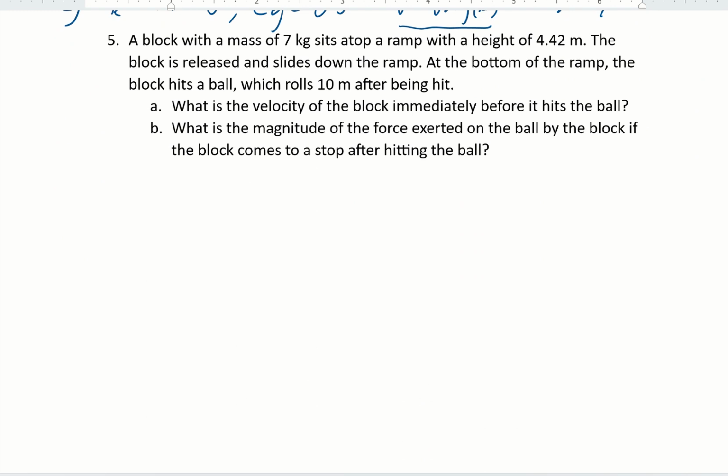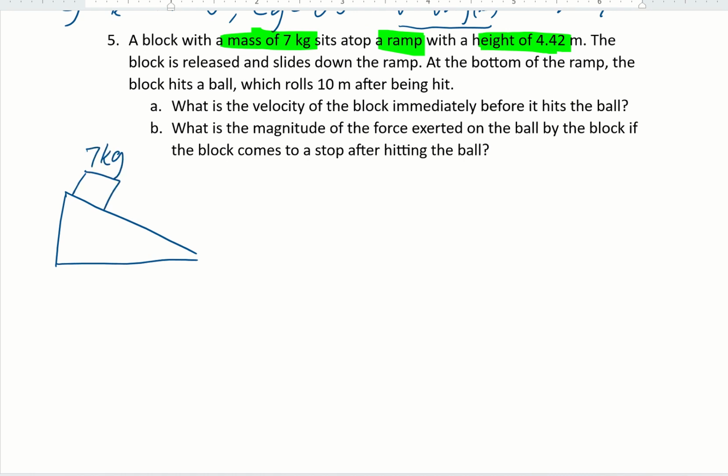So last thing. Here we have a block with a mass of 7 kilograms sitting at a height of 4.42 meters, but it's on a ramp. Now that really doesn't matter with all of these energies, but let's just say we have a block, 7 kilograms, and the ramp has a height of 4.42 meters. The block is released and slides down the ramp. At the bottom of the ramp, it hits a ball, and the ball rolls 10 meters after being hit. What's the velocity of the block immediately before it hits the ball?